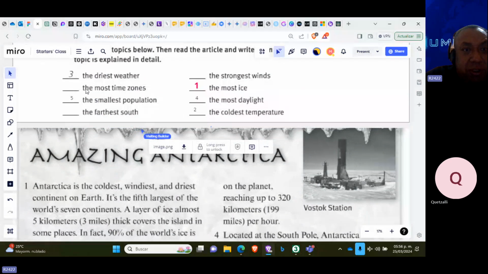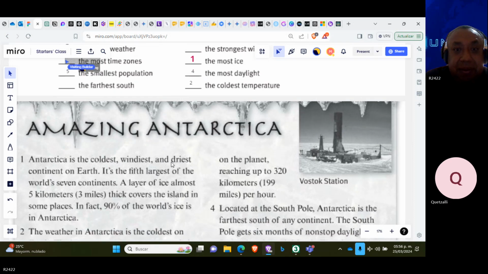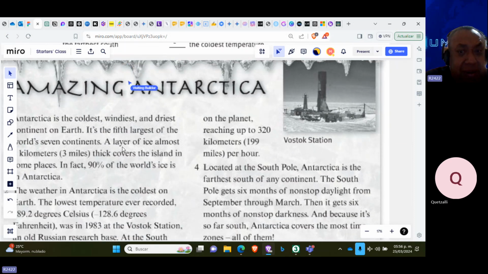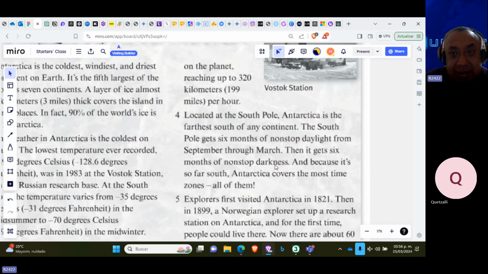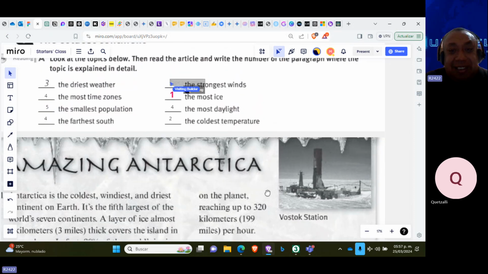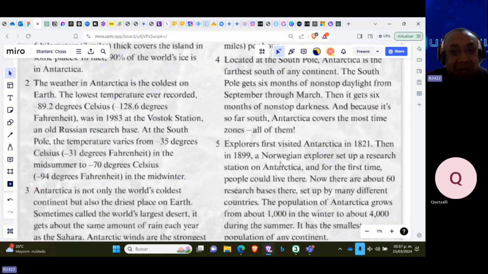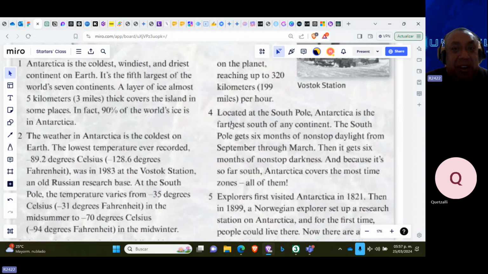What about this one? The most time zones. Which paragraph speaks about the most time zones? Number four, very good. And also, Casali, I think number four is also for the farthest south. Yes, because it's so far south, Antarctica covers... Exactly. Also number four. And the strongest winds, Casali? Number three. Exactly. Very good, Casali. Perfect.